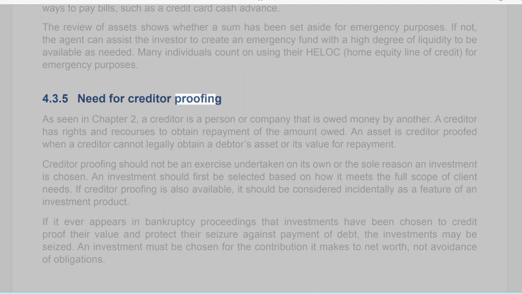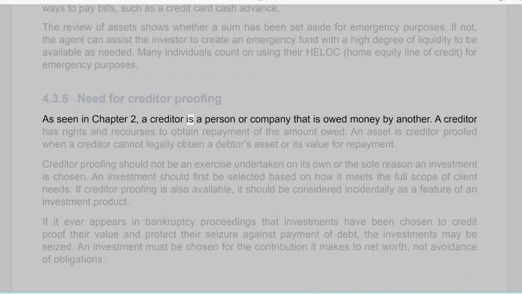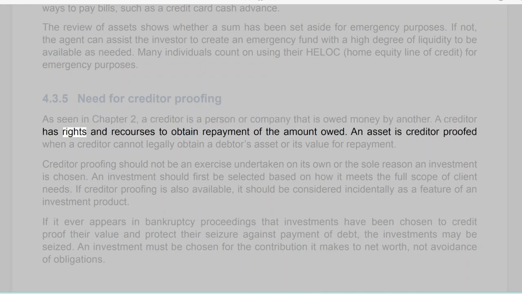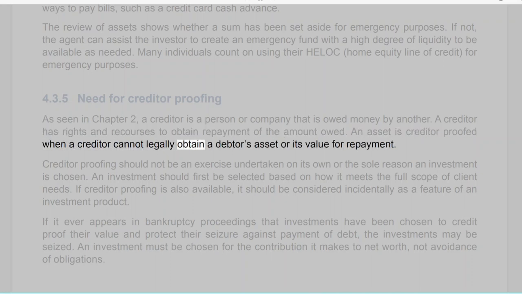4.3.5 Need for Creditor Proofing. As seen in Chapter 2, a creditor is a person or company that is owed money by another. A creditor has rights and recourses to obtain repayment of the amount owed. An asset is creditor-proofed when a creditor cannot legally obtain a debtor's asset or its value for repayment.